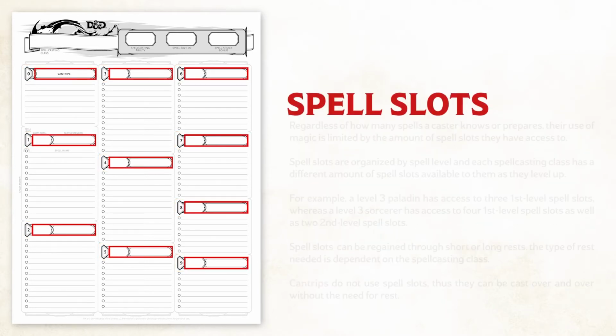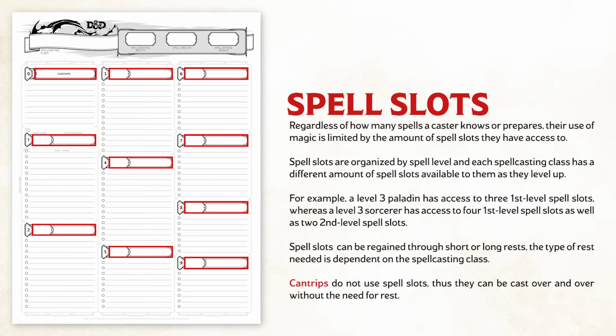Spell slots. Regardless of how many spells a caster knows or prepares, their use of magic is limited by the amount of spell slots they have access to. Spell slots are organized by spell level, and each spellcasting class has a different amount of spell slots available to them as they level up.